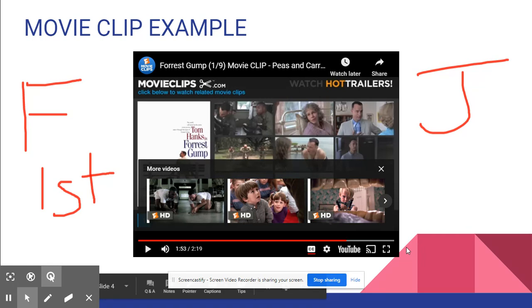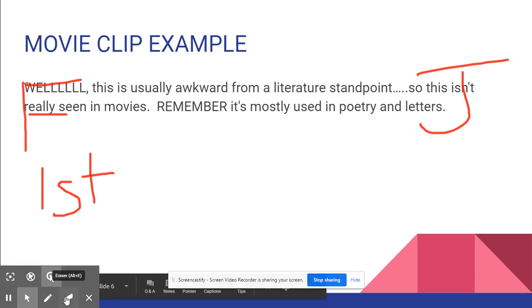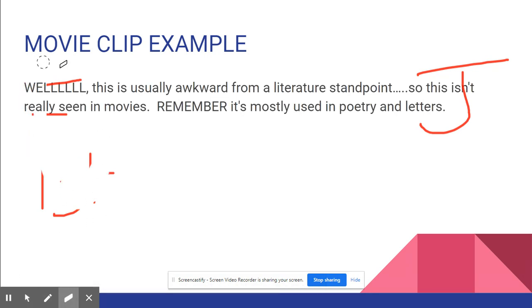All right, so the next slide, let me erase this, is going to be second point of view. Second point of view is a little different.